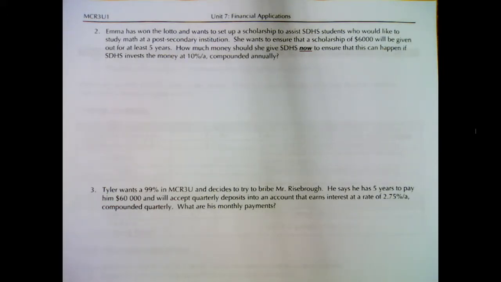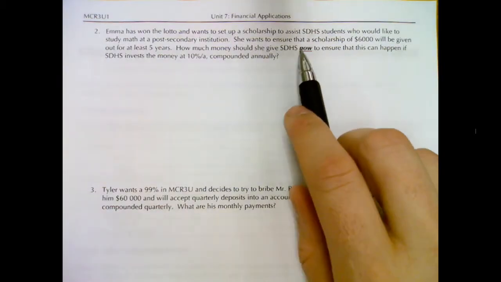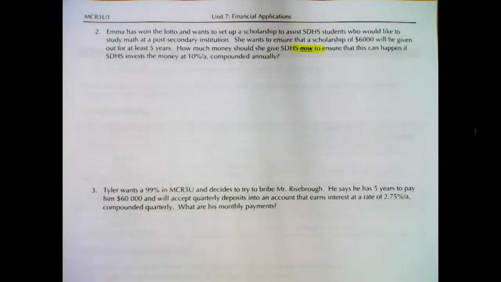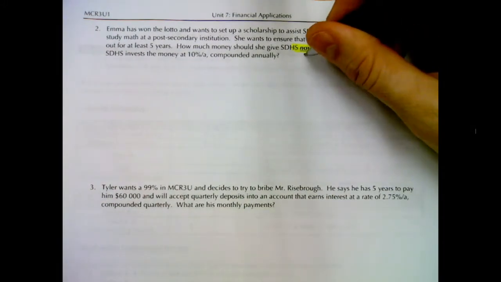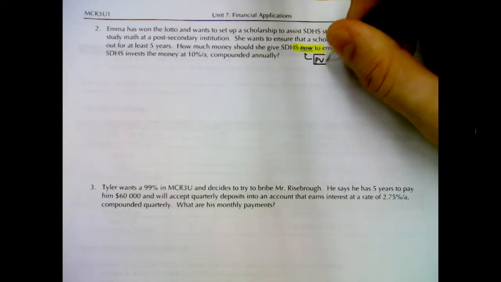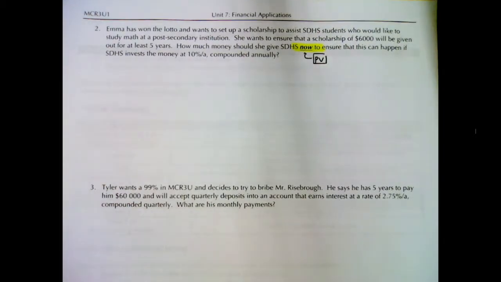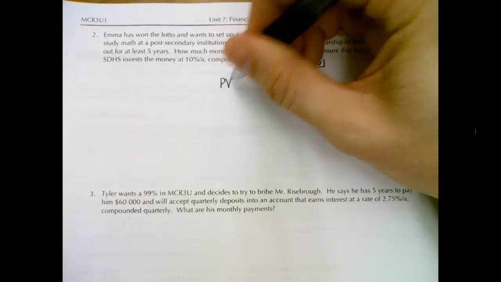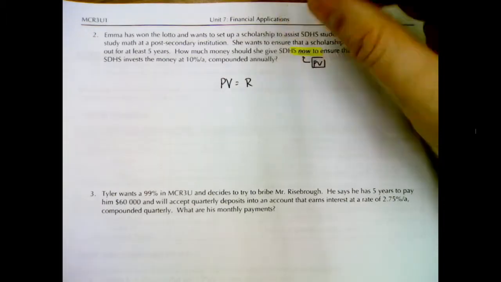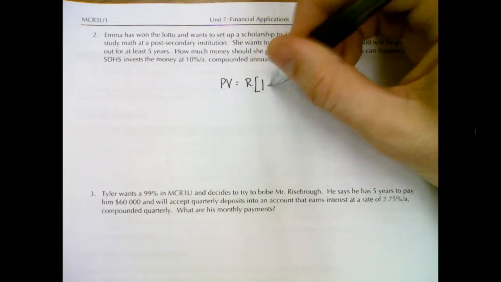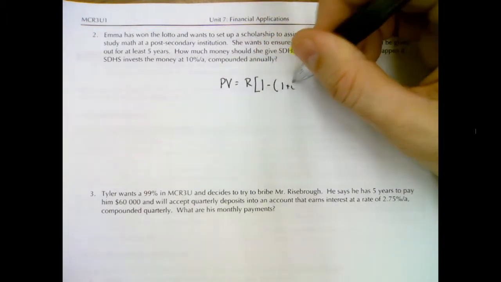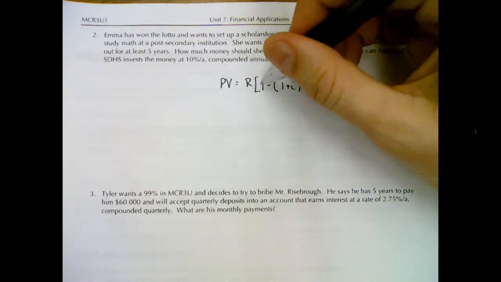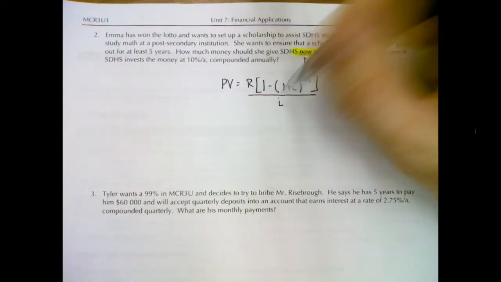Let's do a little bit of math here. How much should she deposit now? That's telling you that we're depositing that money in the present. So we're going to use the present value equation. And since it's not asking for the regular payment, it's asking for the present value, we're using the equation directly as it's written. PV equals R bracket 1 minus 1 plus i to the negative n, all over i.